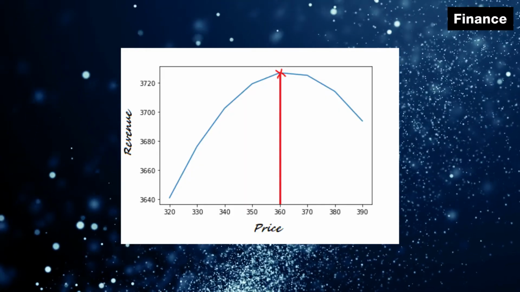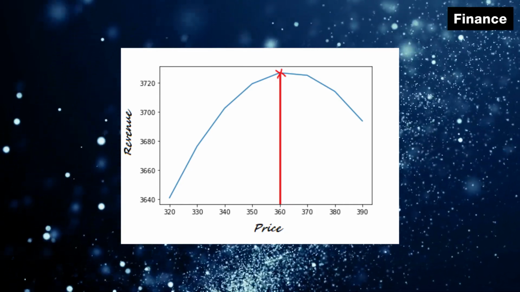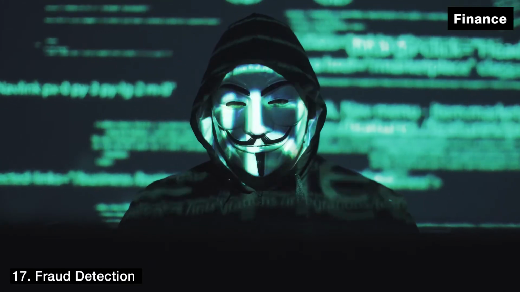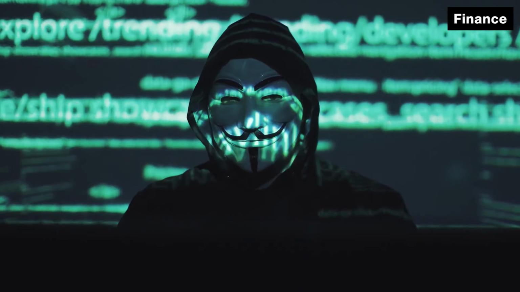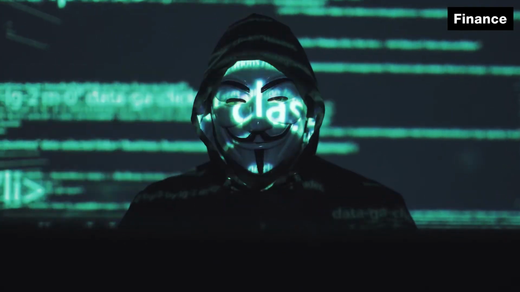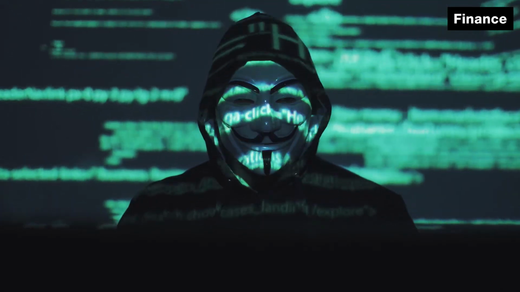Under finance, there's price optimization. This involves analyzing multiple price and volume levels of products to determine what prices would most likely maximize sales and profits. Number 17, fraud detection. This use case is most commonly used in the financial industry and other industries that require considerable government oversight. This involves using algorithms to detect instances of fraud, including fake profiles, unusual financial transactions, theft, and so forth.